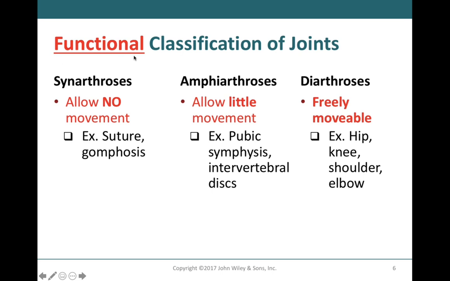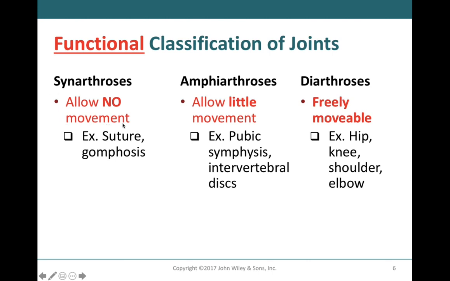So on this slide, we see our functional classification. Functional classification is based on the degree of movement allowed at the joint. How movable is our joint? So our functional classifications are synarthroses, amphiarthroses, and diarthroses. These are our three functional classifications. And these words just refer to different degrees of movement that can be allowed at certain joints. So a synarthrosis is going to allow no movement. These types of joints are going to be completely immovable.